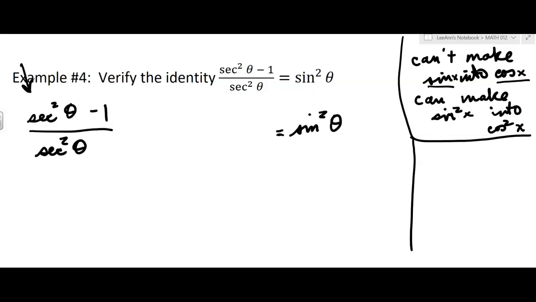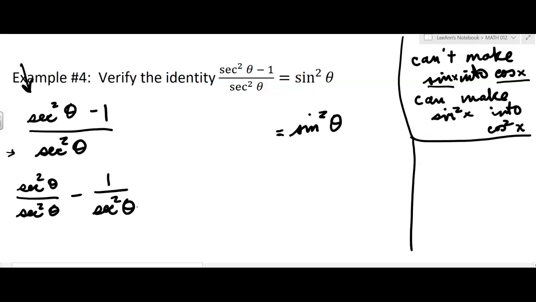The reason I'm not going to go that way is I don't have a tangent squared on the right-hand side. I have a sine squared. But if you're like, no, I really want to use that tangent squared idea, you can do that. It'll work, okay? But I'm going to do it a different way. So I'm going to use what I know about fractions a little bit. I have one term here in the denominator, right? So I'm going to rewrite my expression on the left here as secant squared theta over secant squared theta minus 1 over secant squared theta. Okay, that's just how I'm deciding to do it.